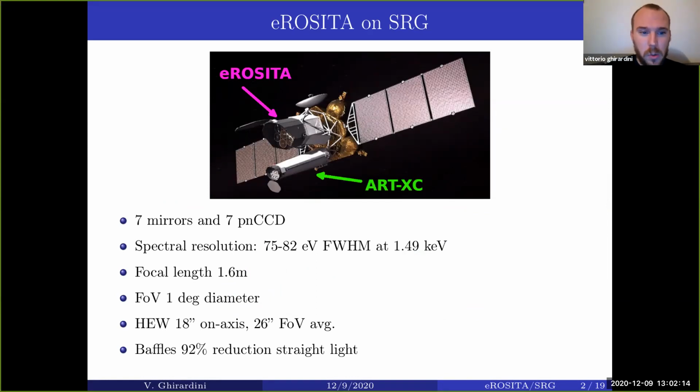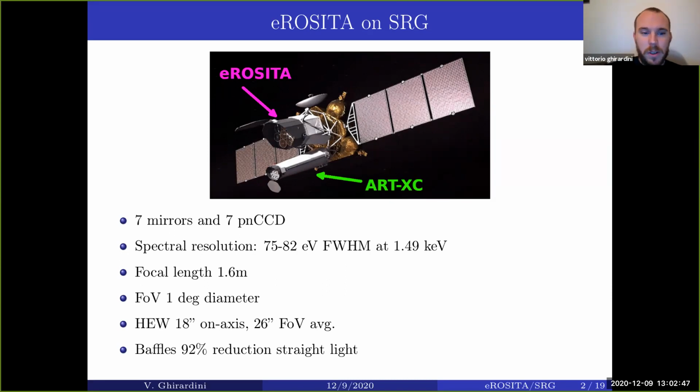So it will do a hard X-ray full sky survey. eROSITA is composed of 7 mirrors, so 7 different telescopes, and each one of these mirrors is connected directly to a CCD, which is pn-like, similar to the one on XMM. The spectral resolution of these CCDs is about 80 electron volts at about 1.5 keV. The focal length of eROSITA is relatively short, about 1.6 meters.